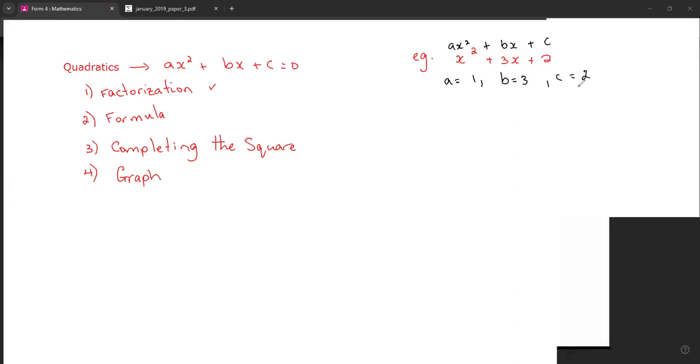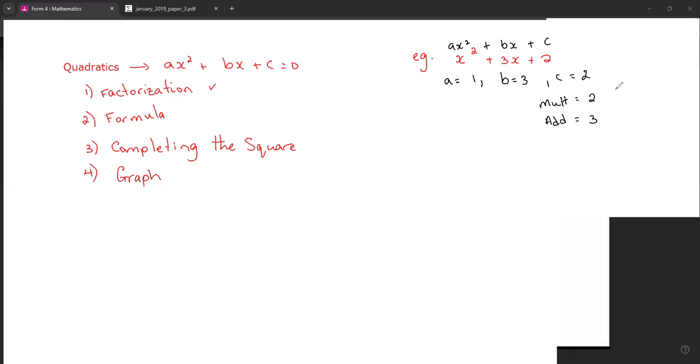The first step is that you're going to multiply c by a. So c by a, when I multiply those two, I'm going to get 2 times 1, which is 2. And I want to find two numbers, which when multiplied will give me 2, and when added will give me the number in front of b, which is 3.